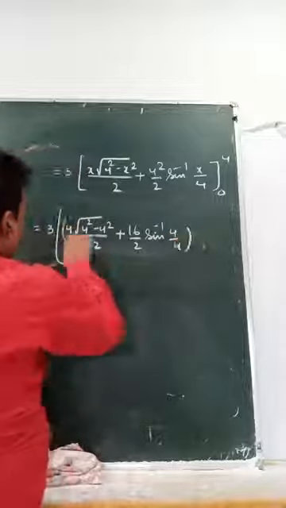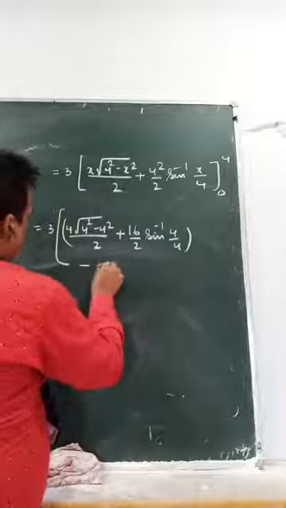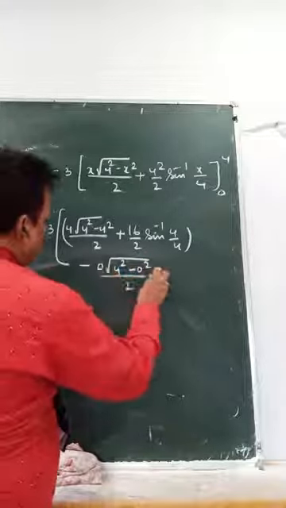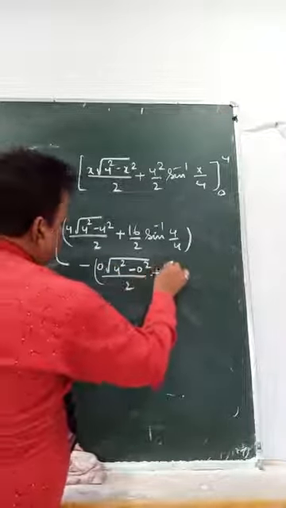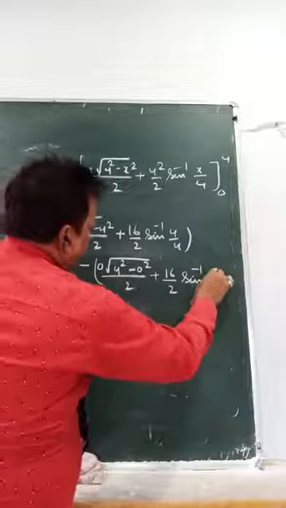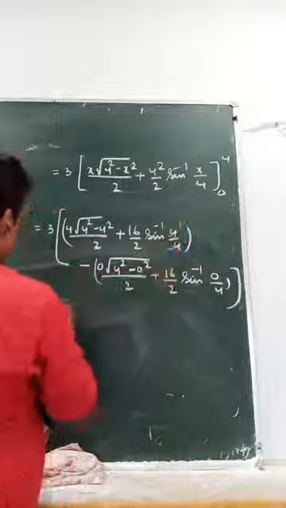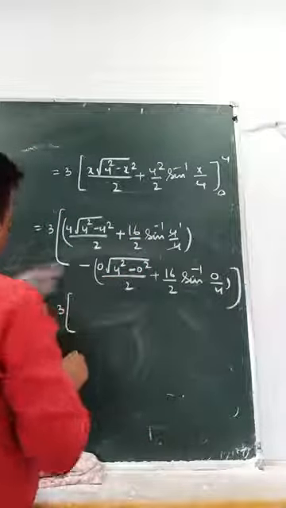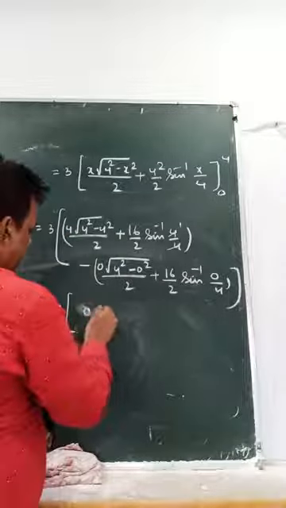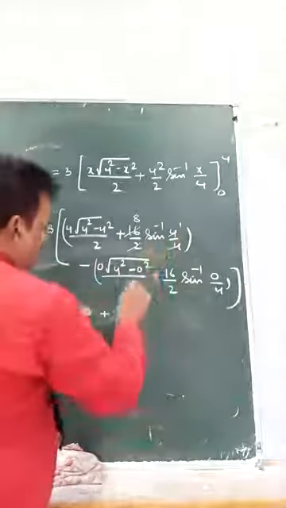First you put 4 in all x. Then 0 in all x. 0 root over of 4 square minus 0 square by 2, 16 by 2 sin inverse 0 by 4. This is cancelled, 1. 3. This is 0. The 4 into 0 is 0 directly, right? This is 8. Sin inverse 1.